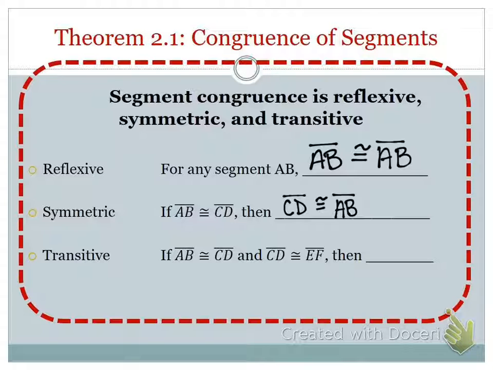Transitive property, if segment AB is congruent to segment CD, and segment CD is congruent to segment EF, then what must be true? Good. Segment AB is congruent to segment EF. Again, if you're using a congruent symbol, you better have the bars. If you're using an equal sign, you shouldn't have the bars. I didn't get super picky about that on this quiz we just took. I'll be more picky about it moving forward.